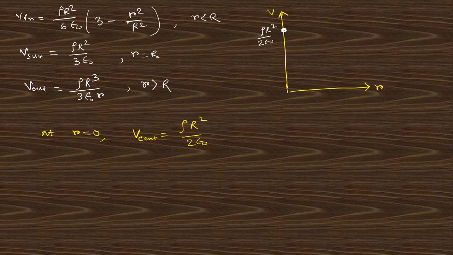Now if we increase r, this will reduce like that, up to r equals capital R, that is the surface. At the surface, this value will be rho r square by 3 epsilon naught. Now if you increase r again, it will reduce, and the formation is like that. So this is the minus r square term and this is the 1 by r term. This is inside and this is outside for the potential, and this is the surface. Clear about the potential and the corresponding electric field?